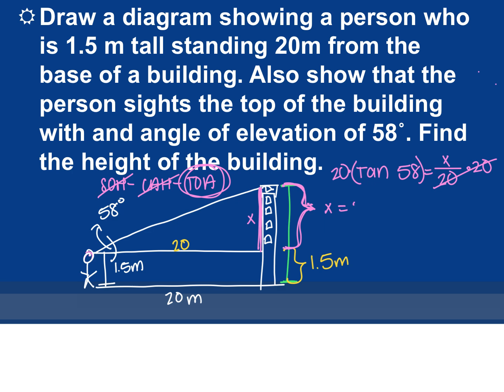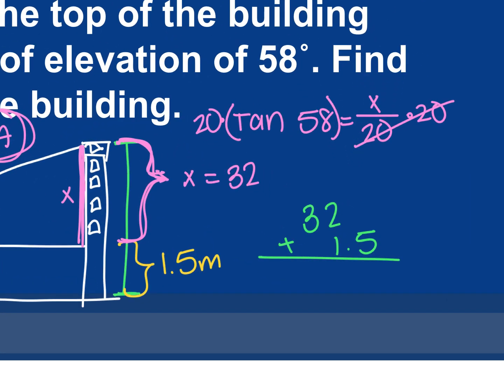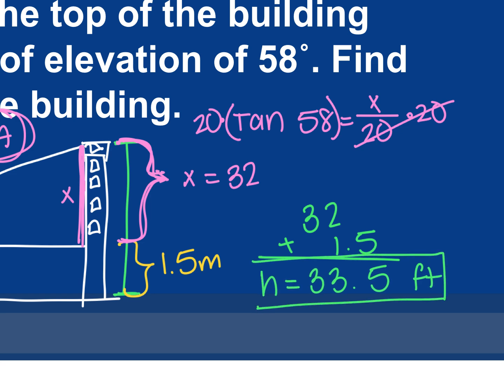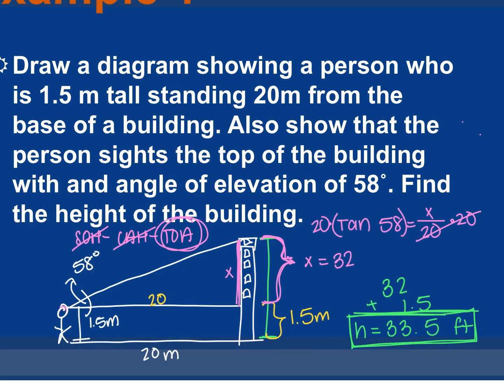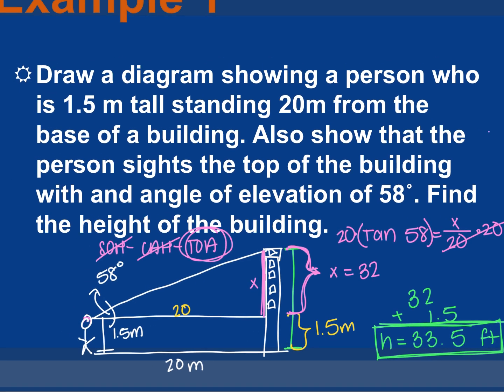Yes. Good, 32. However, 32 is not the height of my building. 32 is a piece of my building. So in order for me to solve the rest, I have to add 32 plus 1.5, and what would that equal? Anybody? 33.5 feet is my height. And that is my answer. Questions on this one? Again, drawing the diagram is super important for you to understand the question.